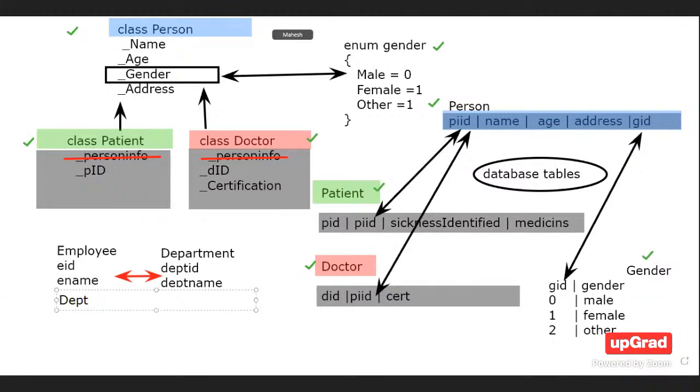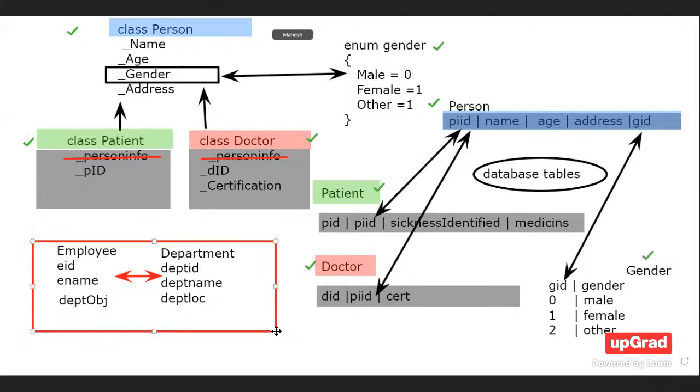So I can always say there's going to be a department object that we can have. So employee has a department. In this case, I'll always go for composition, not inheritance. But here, patient has a person and doctor has a person won't go well. Rather, patient is a person and doctor is a person. So in this case, inheritance will matter most.